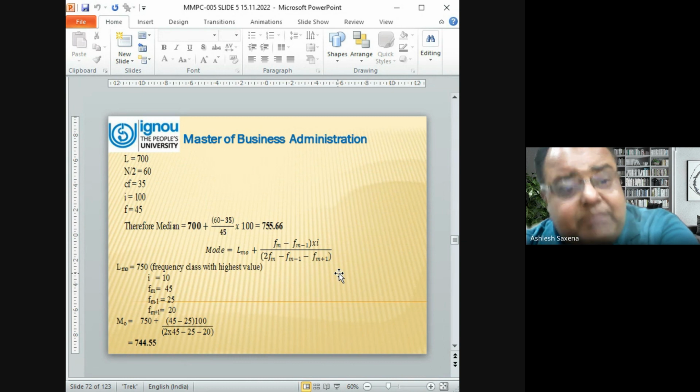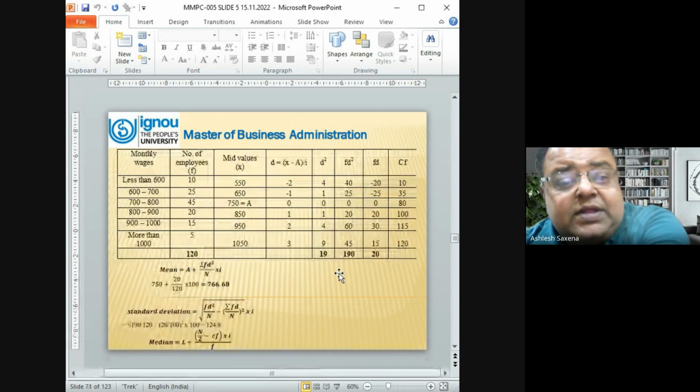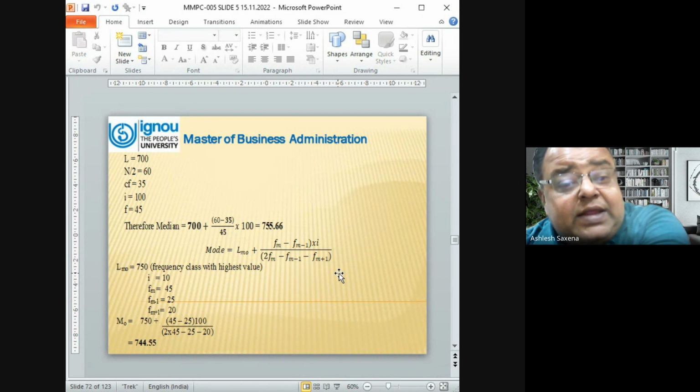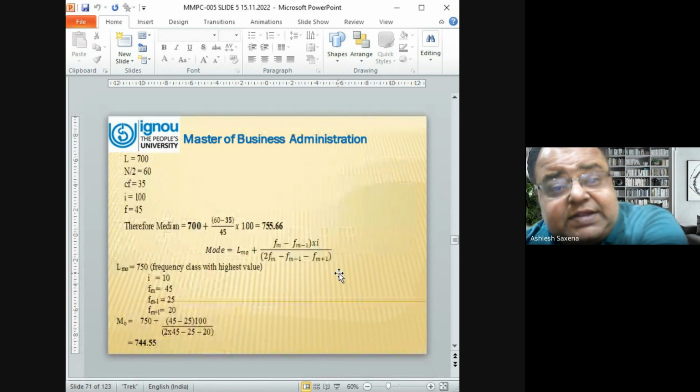Now I'm having mean, mode, and median. Your mean is 766.6. Your median is 755, and your mode is 744. You can see 744, 755, and 766 are almost equal.